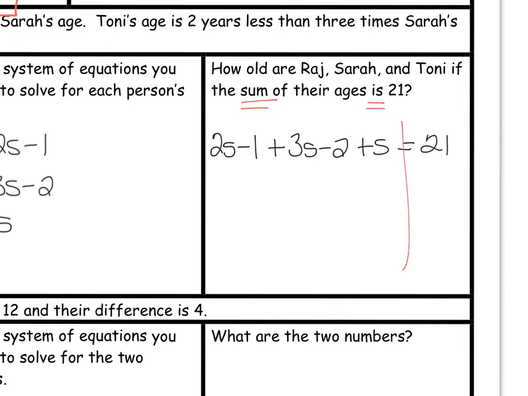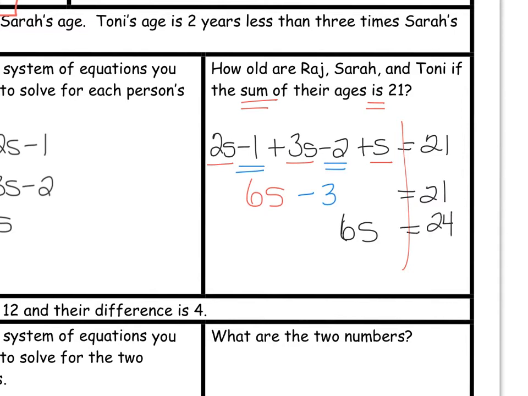So we're going to combine like terms: 2s, 3s, and s gives us 6s. A minus 1 and a minus 2 gives us minus 3, and that whole thing is equal to 21. Add 3 to each side, and we get 6s equals 24, so Sarah's age is 4.